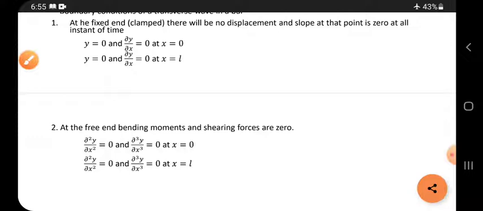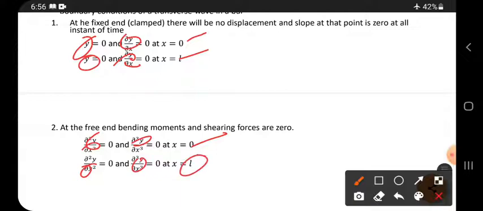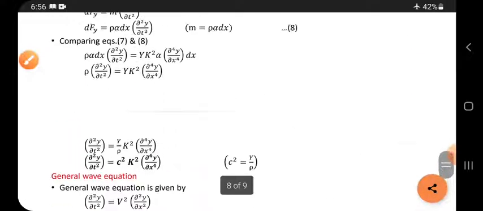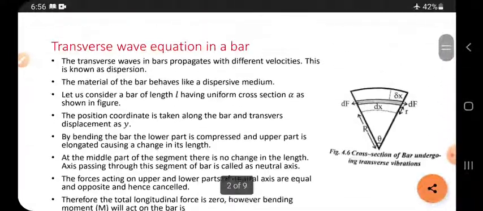This is a simple logic you must keep in mind. So at x equals 0: no differentiation, first differentiation, second, third. At x equals L: no differentiation, first time, second time, third time. So that is the logic. Okay friends, don't forget, it is very important from the exam point of view. Okay, thank you.